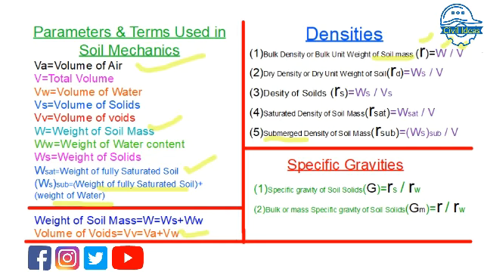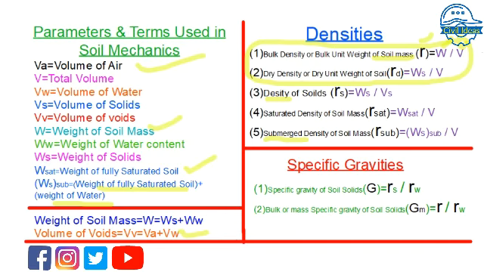So the basic difference between these two is that bulk density is the total weight divided by the total volume, but in the dry density you have to consider only the soil solids, so the weight of soil solids to the total volume of the soil mass. And the third one is the density. Sorry, I'm mistaking the spelling.